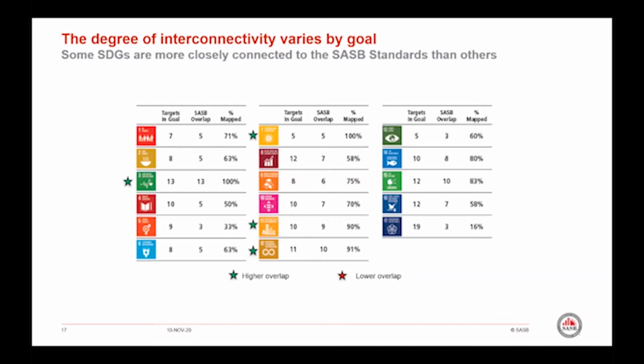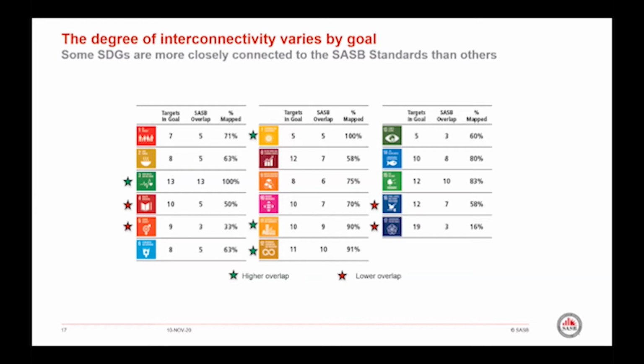SDG number 3 focuses on good health and well-being. SDG number 7 focuses on affordable and clean energy. SDG number 11 touches upon sustainable cities and communities. And SDG number 12 focuses on responsible consumption and production. So these are highly interconnected SDGs with the SASB framework.